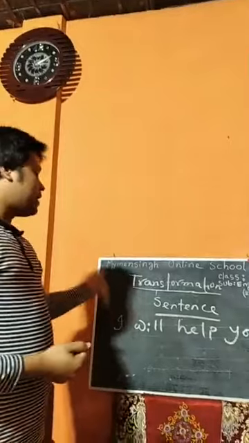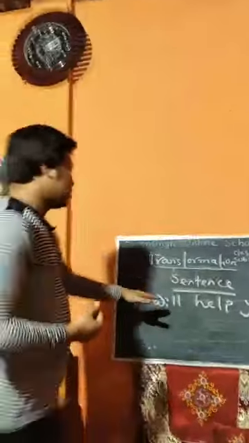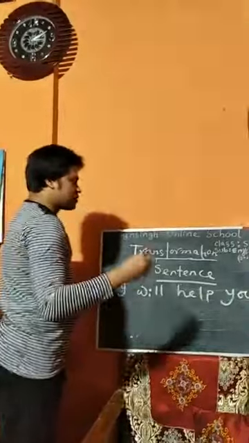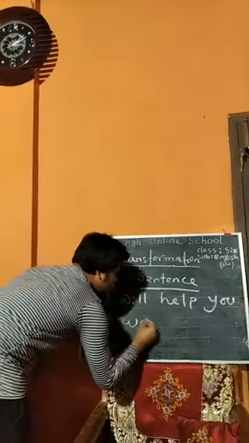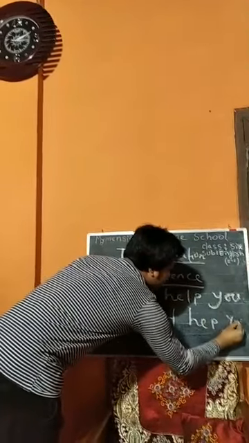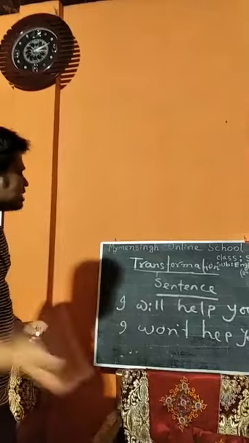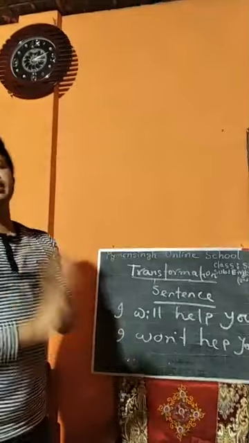Here, the speaker or the writer expresses an affirmative sentence because it affirms something. Where we give a negative example, it will be: I won't or will not help you. Here, this sentence expresses someone's denial. I hope you have understood what is affirmative sentence and what is negative sentence.